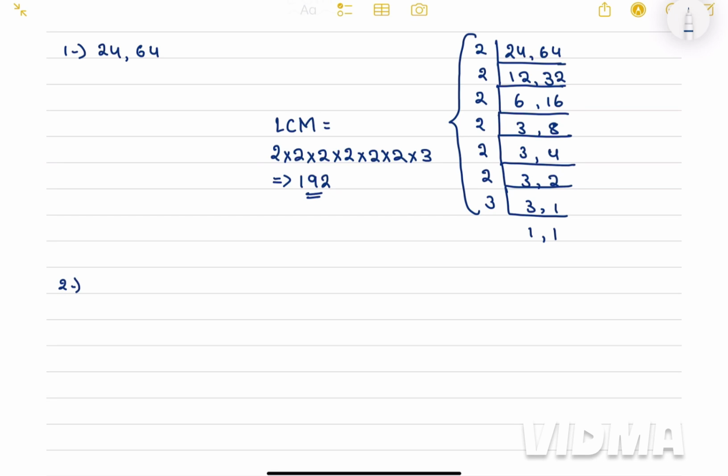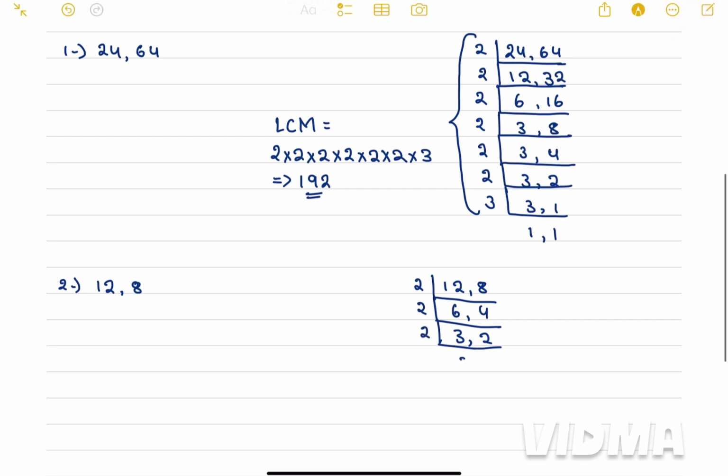Let's do another. Second one we have 12 and 8. So this is a very simple number. I should have started with this, but anyways. 12 and 8. Same ladder method. You take 2 because it's divisible. And here we are taking 2 because it's the least. But you can also take 4, but I would suggest starting from the lowest. Until and unless it's a very huge number and taking 2 would only be a waste of time.